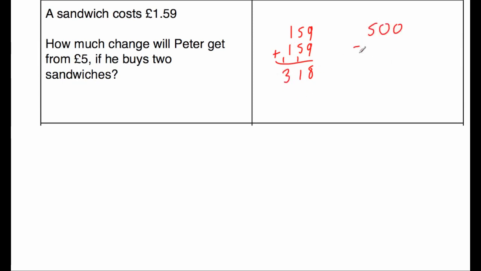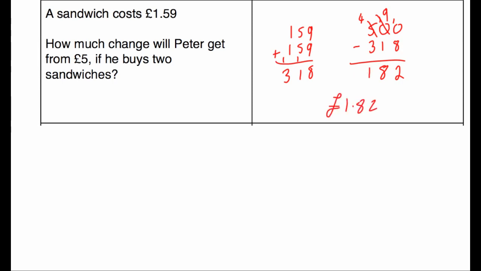We want to see how much change he gets from £5. So 500 pence take away 318 pence would give us, well, 0 take away 8 we can't do, so we need to borrow. Obviously there's a 0 in the tens column, so we'll need to borrow from the hundreds, so that would be 4, and then that would be 10, then that would be 9 and a 10. 10 take away 8 is 2, 9 take away 1 is 8, and 4 take away 3 is 1. So the answer would be £1.82.